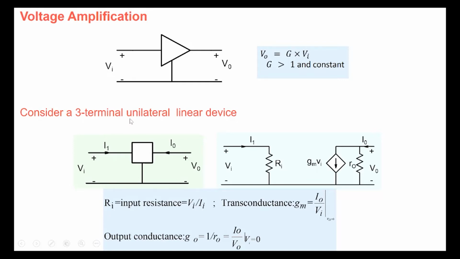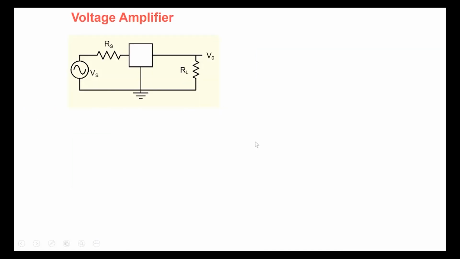So if we had a 3-terminal unilateral linear device, we could represent it in this particular form here. We could take that particular device and experimentally measure Ri, gm, and R0, all these parameters we could measure. And if we had knowledge of what is inside, perhaps we could have determined expressions also.